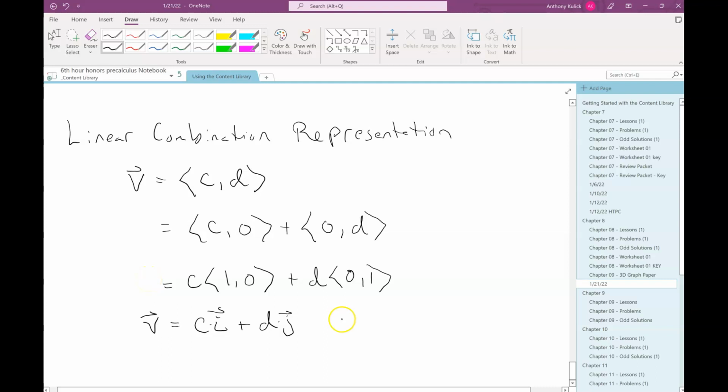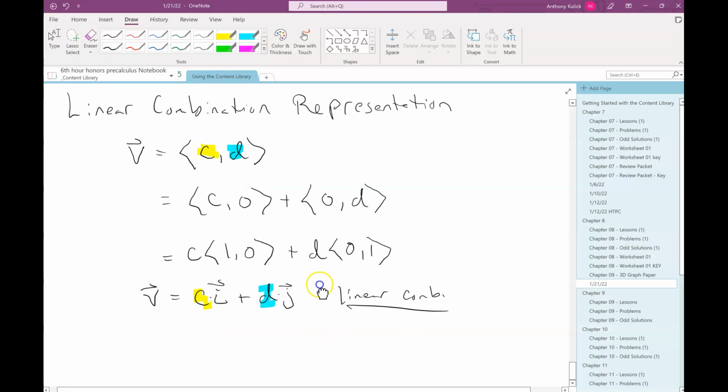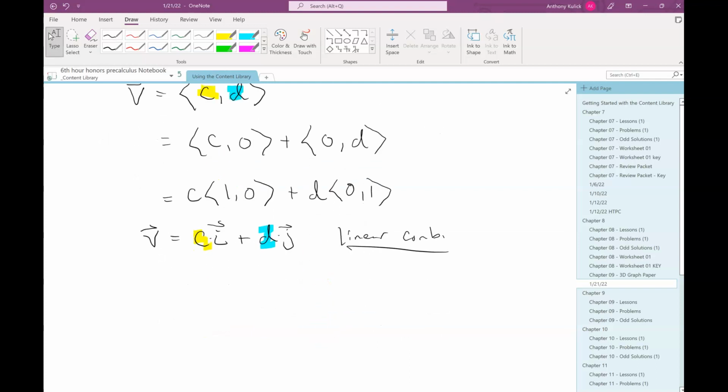So there's my linear combination representation. Basically, all I'm doing is taking the x component, slapping an i on it, and taking the y component and slapping a j on the end of it. Again, very, very simple. You just have to remember what the heck a linear combination representation is, right? That's the hard part, just remembering all the names of stuff. But the actual thing you're doing is very, very simple there, right? Okay.